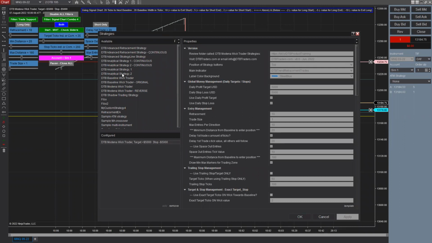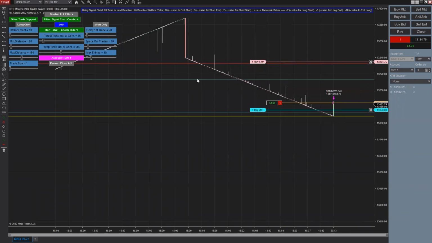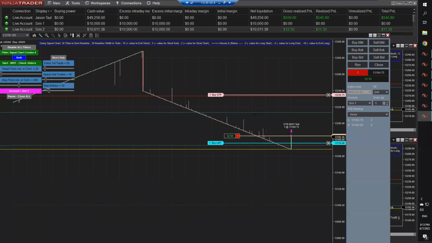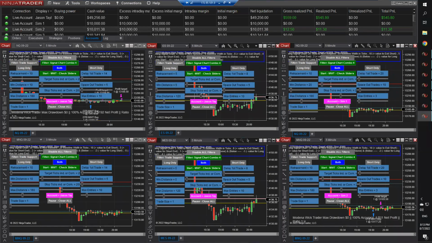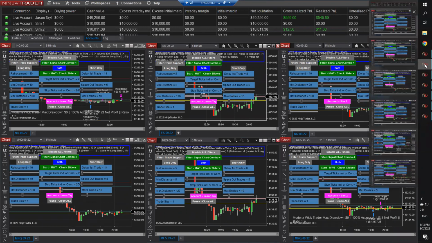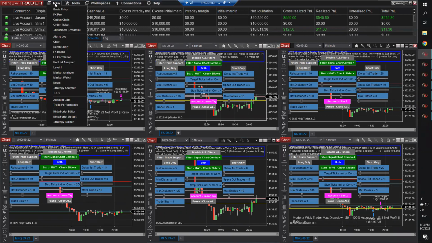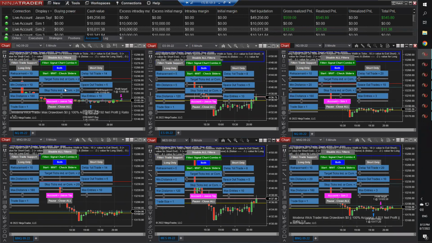So the strategies are still the same strategies that you've been working with. Now, I've been doing a lot of work on the optimizations with the different types of tools that we have available. And there's a strategy analyzer that I wanted to show you guys. So I'll just go to new strategy analyzer.